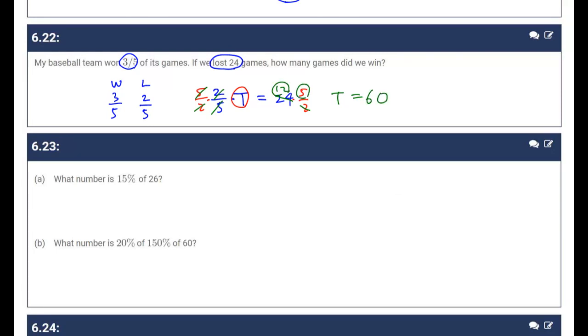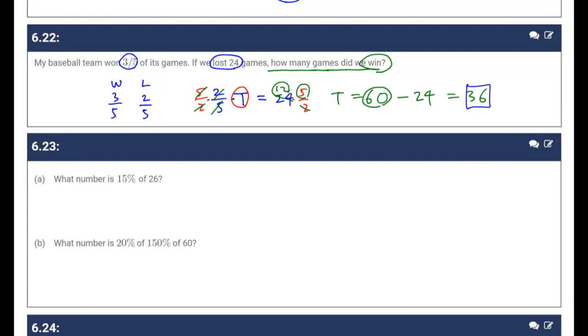But we're not looking for the total number of games. The final question, always read the final question, okay? How many games did we win? We know out of this 60, 24 games were lost, which leaves you 36 games, which is the number of games they won.